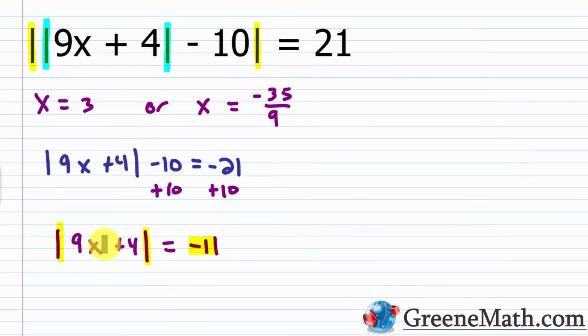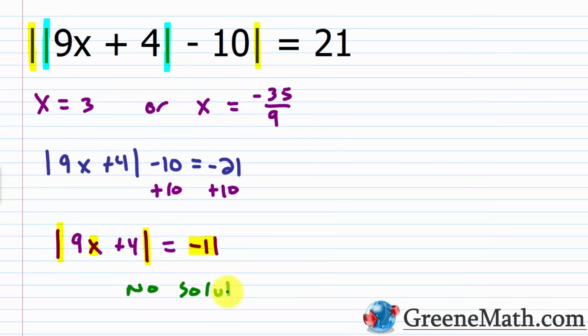So there's nothing I can plug in for x here, multiply by 9, and then add to 4, and take the absolute value and get a negative 11. It's not going to happen because the absolute value operation is going to give you a non-negative result, and so this could never be equal to negative 11. So for this part, we would say there's no solution.